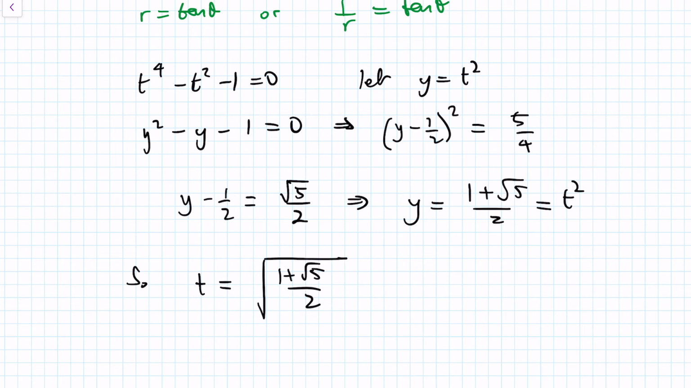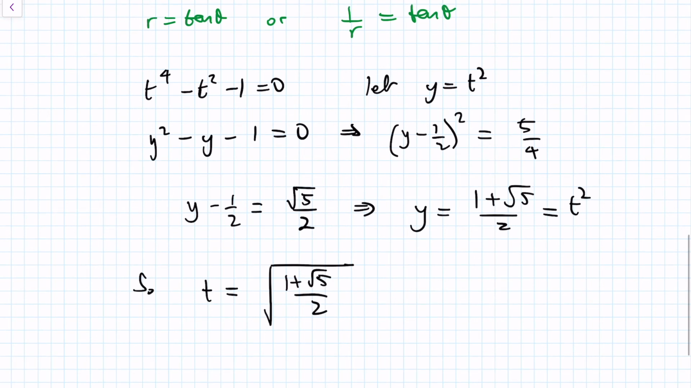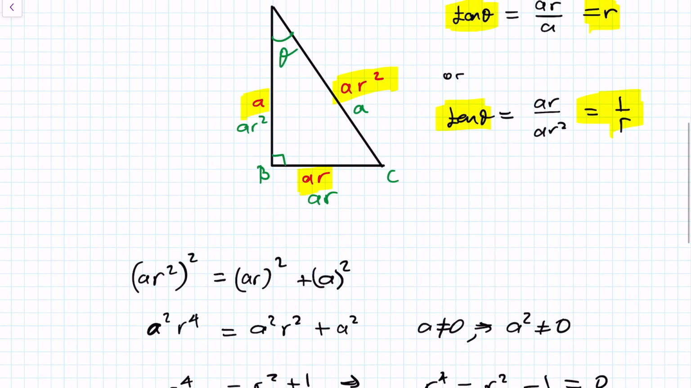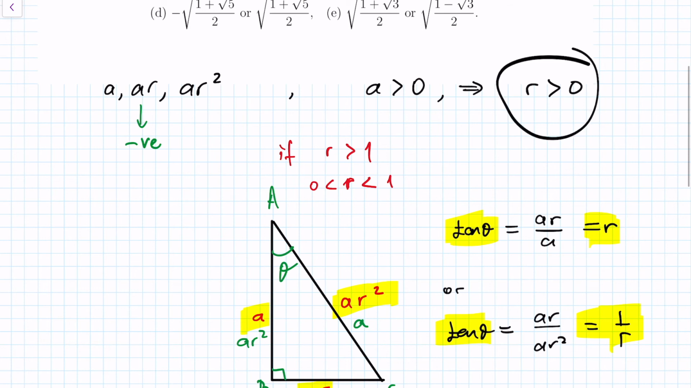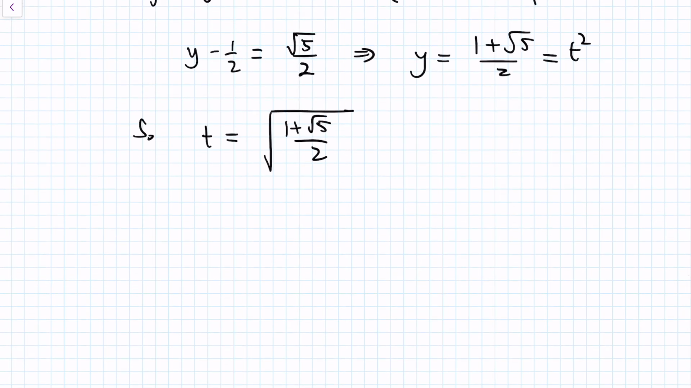Now notice I didn't say plus minus here again, because we know t is equal to r. So tan theta is equal to r, and we argued that r must be positive, if you remember in the beginning, so r is positive. Therefore, we can just ignore the minus sign.